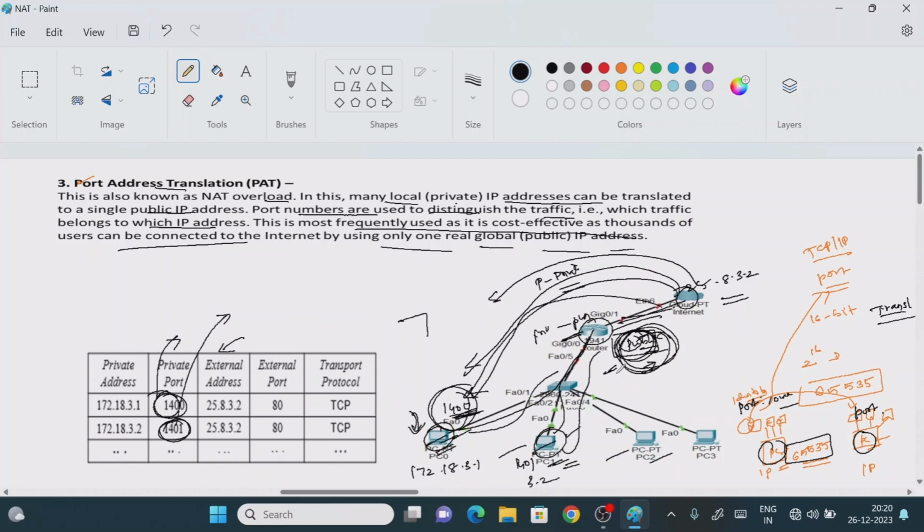If we don't have any private IP address concept, then we don't require something called the NAT concept, right?